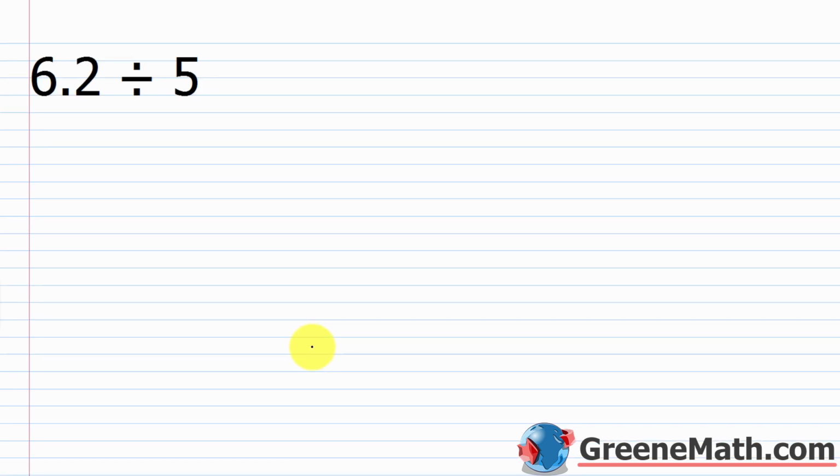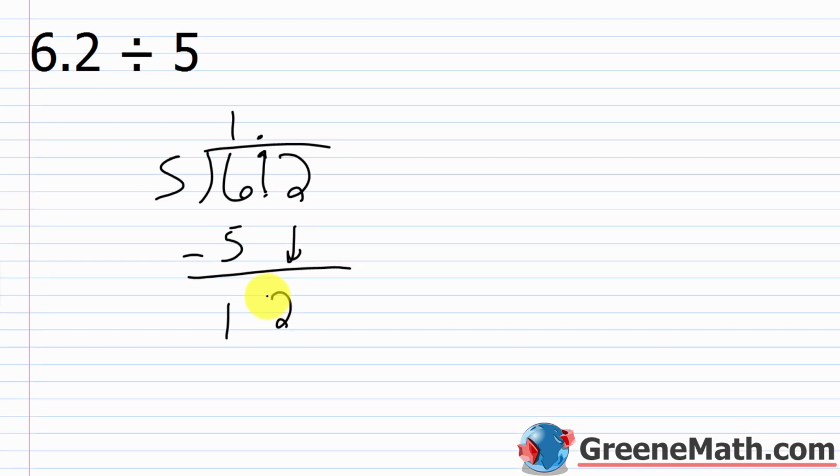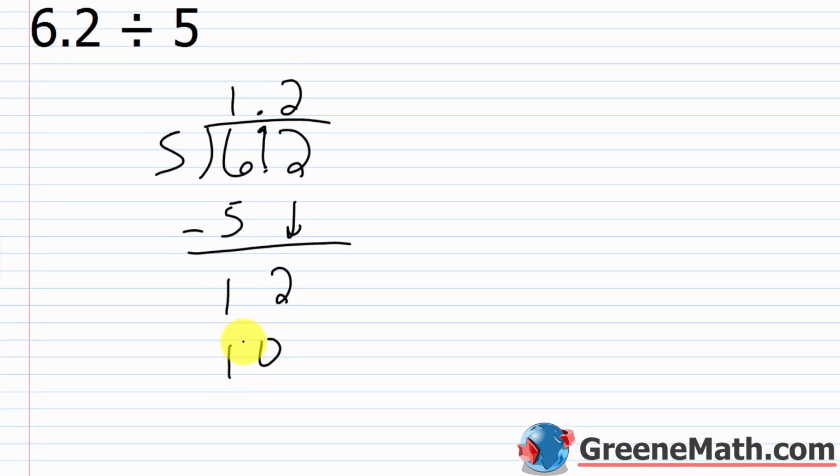Let's try another one. So let's say we had 6.2 divided by 5. So we already have a decimal point here. Let's bring that up into the answer. And let's divide. 5 goes into 6 once. 1 times 5 is 5. Subtracting, you'll get 1. Bring down the 2. 5 goes into 12 twice. 2 times 5 is 10. Subtracting, get 2. So we're not going to say that we have 1.2 with a remainder of 2.